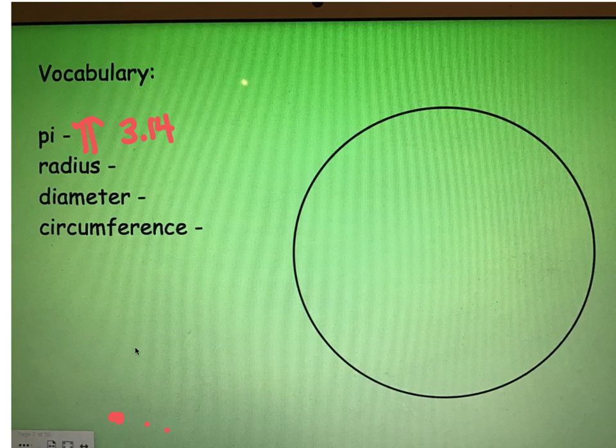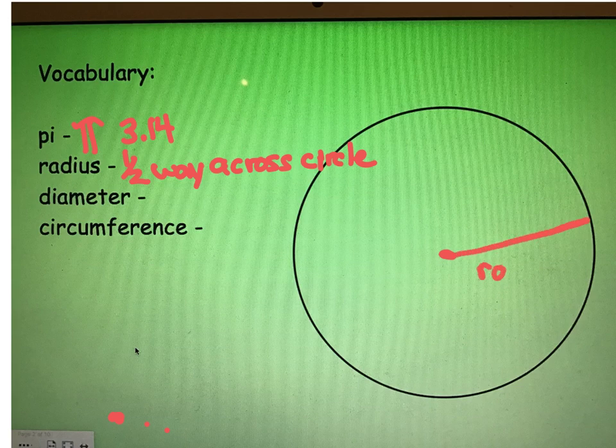Okay, second word that you need to know is what a radius is. Radius is halfway across the circle. So it starts in the middle and goes to the outside edge. That's what a radius is. So I'll draw a picture right there. Halfway across the circle. You can also put must touch the middle. It has to touch the middle of the circle. Center of circle.